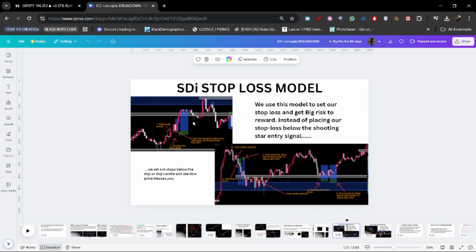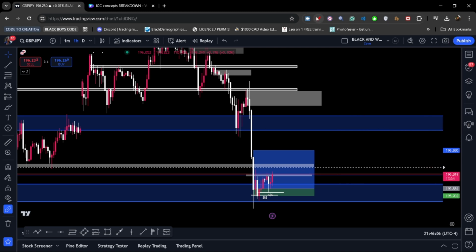But essentially guys, this SDI model basically means, the first thing is a doji candle being spotted, and then the second thing is your shooting star being given as your entry, and then the last step is placing your stop loss below the doji candle or the body, right? So now let me actually break this down for you guys.